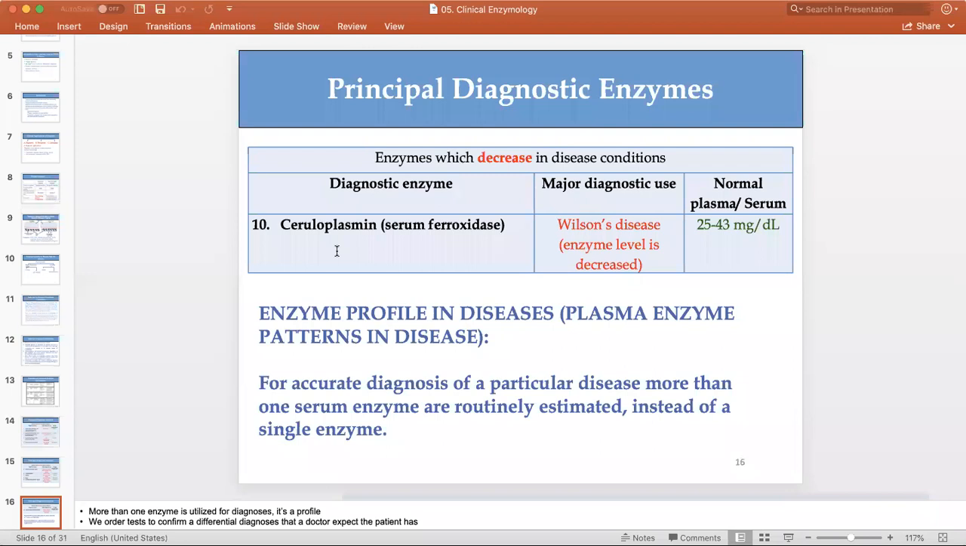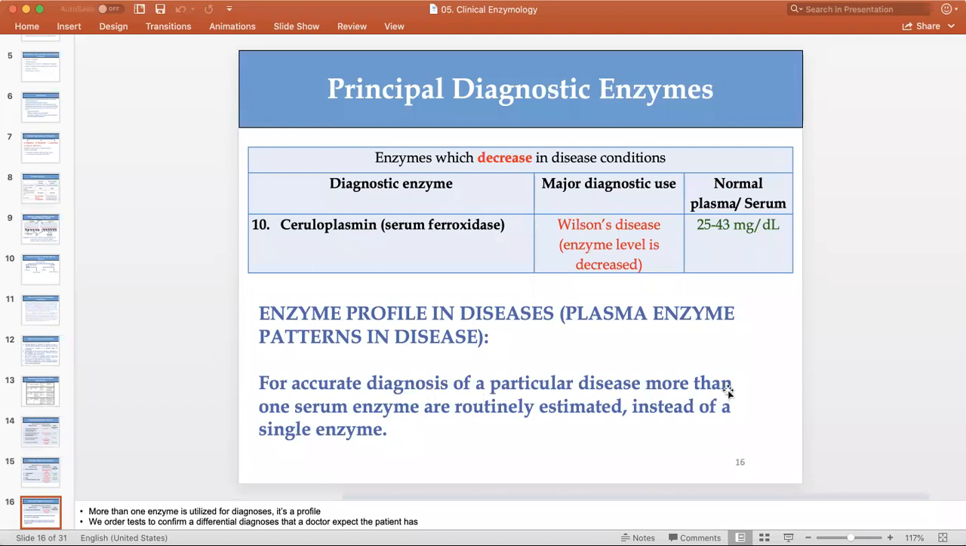Whenever we are suspecting a disease, like a liver disease, a kidney disease, or a thyroid disease, we don't order just one test. We just don't order like AST. We order a whole set of tests like AST, ALT, alkaline phosphatase, GGT, and so on. So when you order multiple tests, this is known as a profile. So this is known as your hepatic profile, renal profile, thyroid profile, and so on. So whenever you order a profile, this is indicating multiple tests.